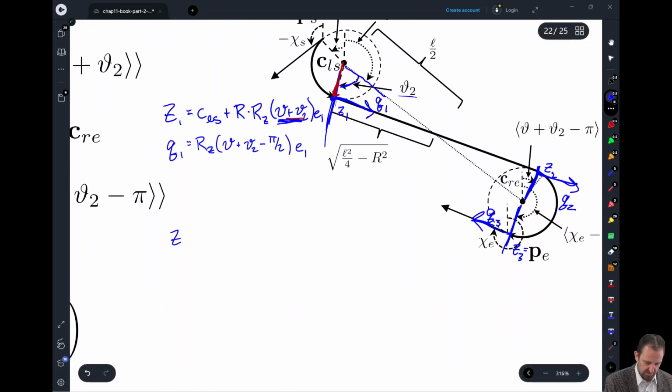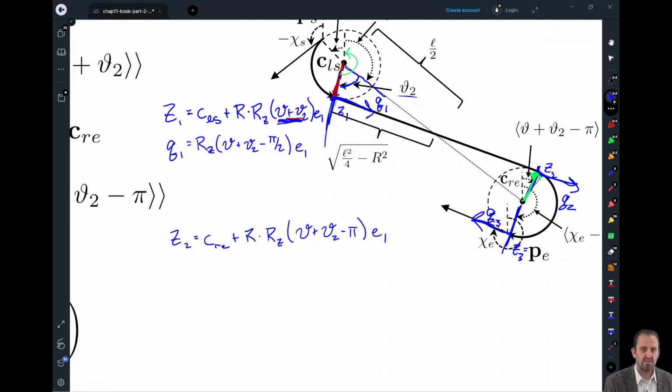Okay, Z2 is going to be defined in a very similar way. Again, we're switching sides of the circle, so we're going to be taking off from the red line that we drew up there to this green line. The difference there is just we're going backwards by pi. Oh, I shouldn't draw from that line, but we're going backwards by pi to get to the green. So we'll define point Z2 as we have CRE plus R times our RZ, and we'll have our arg theta plus arg theta 2, and we'll take off that pi times E1.